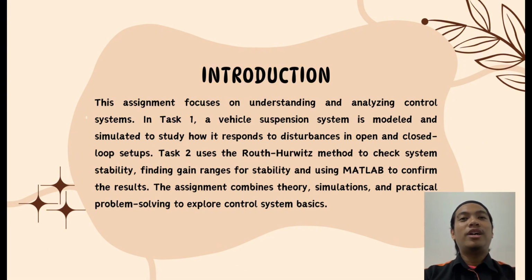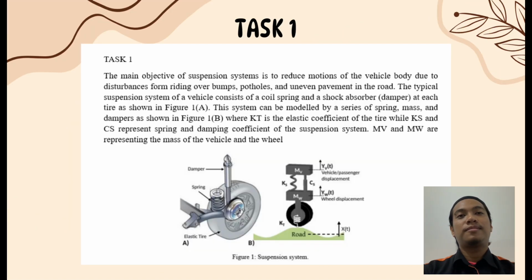So for the introduction, this assignment focuses on understanding and analyzing control systems. In Task 1, a vehicle suspension system is modeled and simulated to study how it responds to disturbance in open and closed loop setups. Task 2 uses the Routh-Hurwitz method to check system stability, finding the gain range for stability, and using MATLAB to confirm the results. The assignment combines theory, simulations, and practical problem solving to explore control system basics.